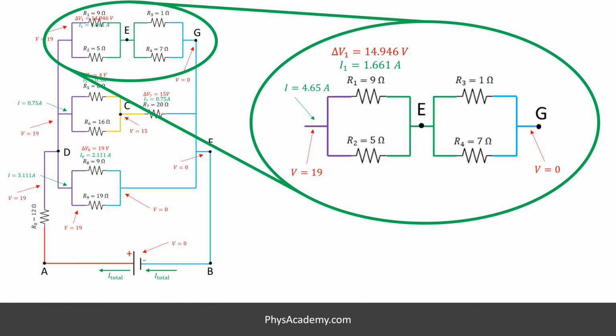Now that we know the total current of this branch, using the load balancing method, we see that 5 divided by 14 of this 4.65 amps, or 1.661 amps, go through R1. Now that we know R1 current as 1.661 amps, using Ohm's law, we can find the voltage drop across it, which is 1.661 times 9, or 14.946 volts. Since the voltage of the purple zone is 19, and the voltage drop across R1 is 14.946 volts, we can see that point E's voltage is 19 minus 14.946, which is 4.053 volts.